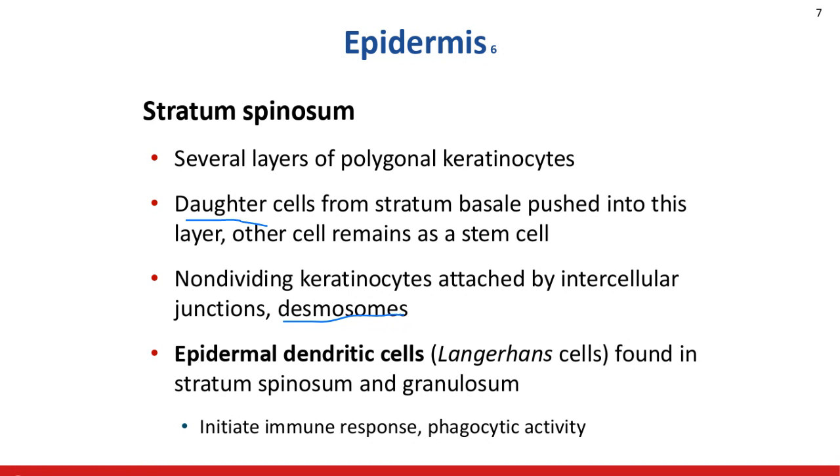The other type of cell that you're going to see here are really cool cells. We call them Langerhans cells. They are epidermal dendritic cells, and dendritic cells are the immune cells. These immune cells have a couple different types of functions, two of which are listed below. They initiate the immune response because they're also known as an antigen presenting cell, an APC. You'll learn more about that in Bio 211.